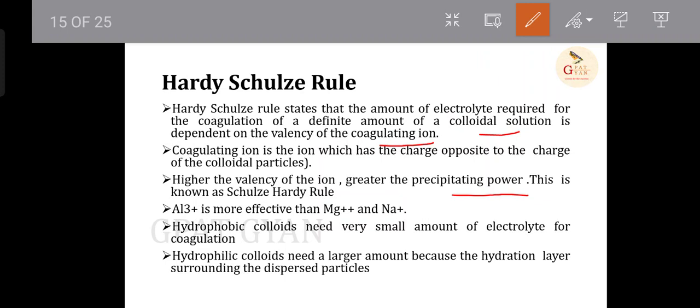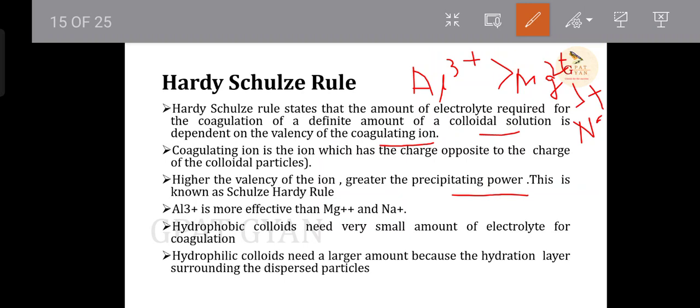The valency of the ion means the electrolyte that is going to be added, like aluminium, magnesium, sodium. If you follow the example, you can clearly understand that Al3+ is more effective than Mg2+ or Na+. Al3+ has a valency of 3, then Mg2+, and last the electrolyte ion is Na+. That is the order of precipitating power. If you add aluminium, the precipitating power will be more compared to magnesium, and magnesium will be more compared to sodium, because the valency of Na+ is 1.